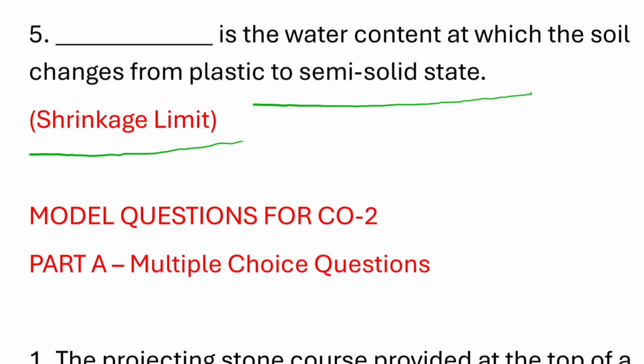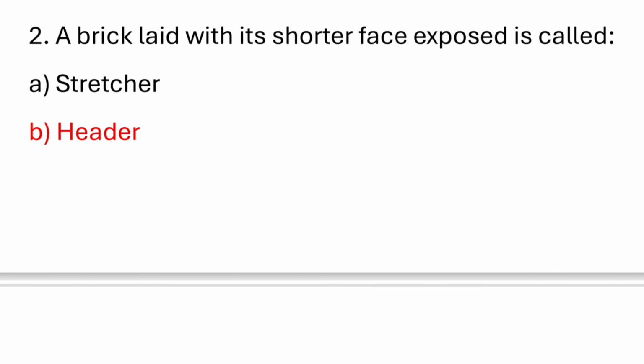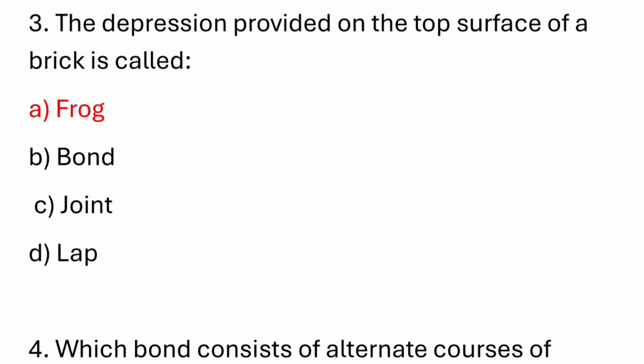We'll move on to the next model questions. CO2, chapter 2, multiple choice questions. The projecting stone course provided at the top of the wall is called option A, cornice. The brick laid with its shorter face exposed is called option B, header, the shortest face. The depression provided on the top surface of the brick is called frog. Option A will be the frog.